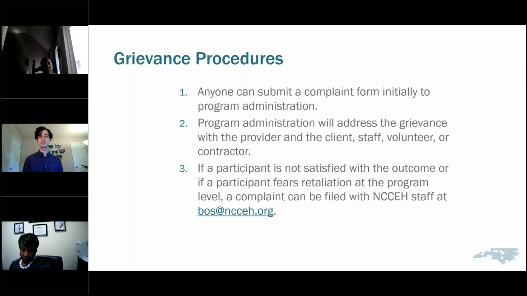So if the grievance is against a program administrator, the agency should have an objective representative body, such as a board executive committee, to hear or make decisions about the grievance. So in the context where that is against a program administrator, you really should have a neutral party there. But these procedures are really focused on the fact that anyone can submit a complaint form. You would want that initially to go to a program administrator, and then program administration will address the grievance with the provider and the client or staff, volunteer, or contractor, whoever is involved.